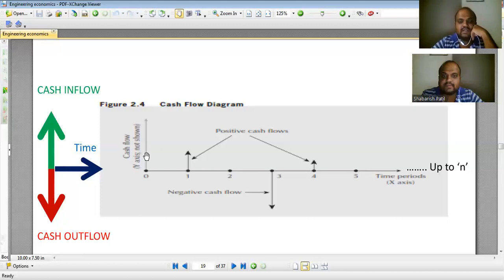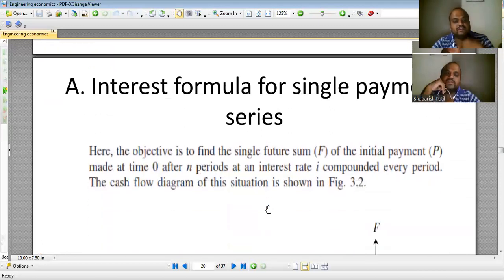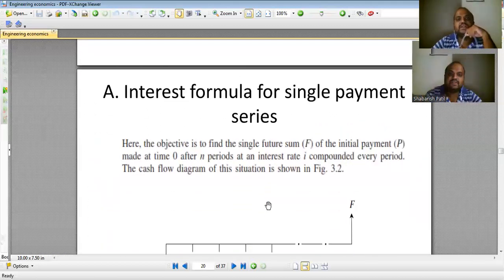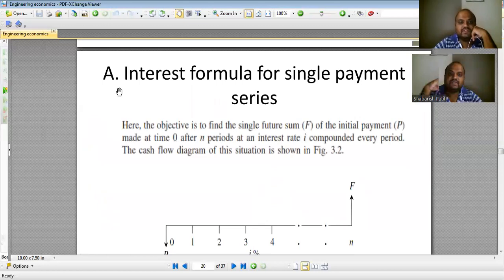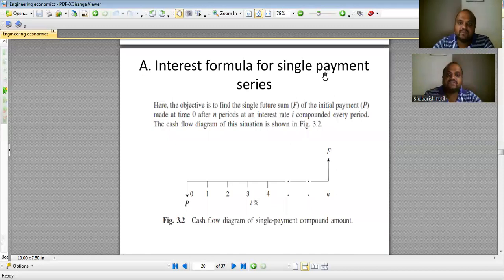In the last class, we discussed simple interest and then compound interest. In most cases, we will be using compound interest, and hence the same concept is dealt with in this series of lectures on engineering economics. So we'll try to understand a few different interest formulae. For the first case, we will discuss the interest formula for a single payment series.